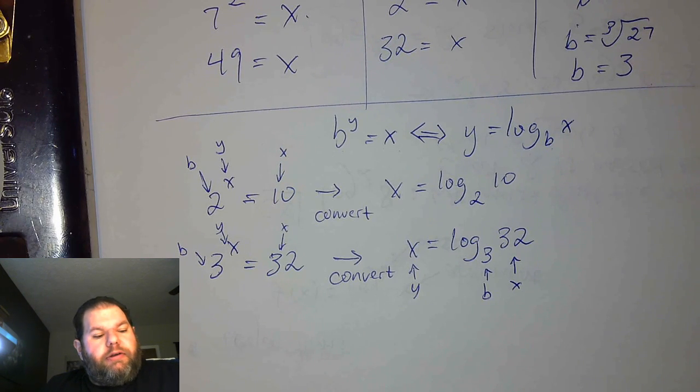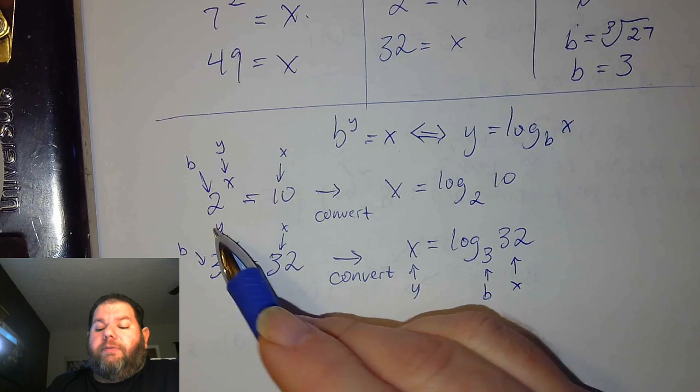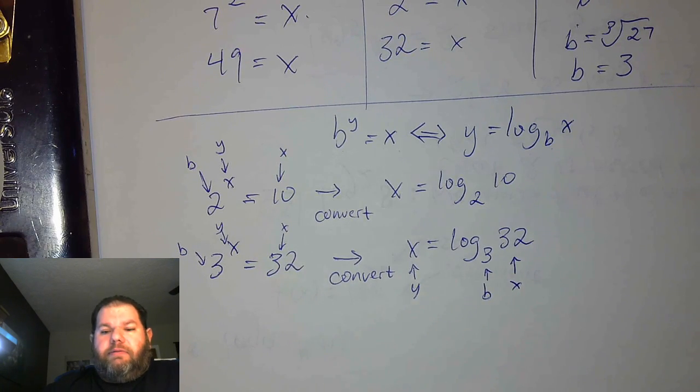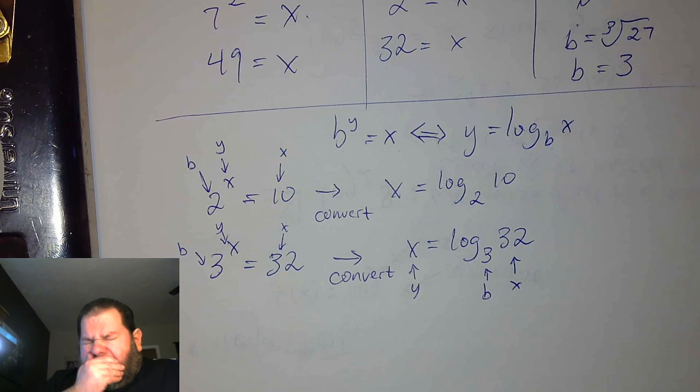Let's go ahead and look at calculations of logarithms. I know that's a little bit confusing, but it's a placeholder, I guess. Yeah, it's confusing to say this x is y and this 32 is x. I know that doesn't make any sense, but excuse me.